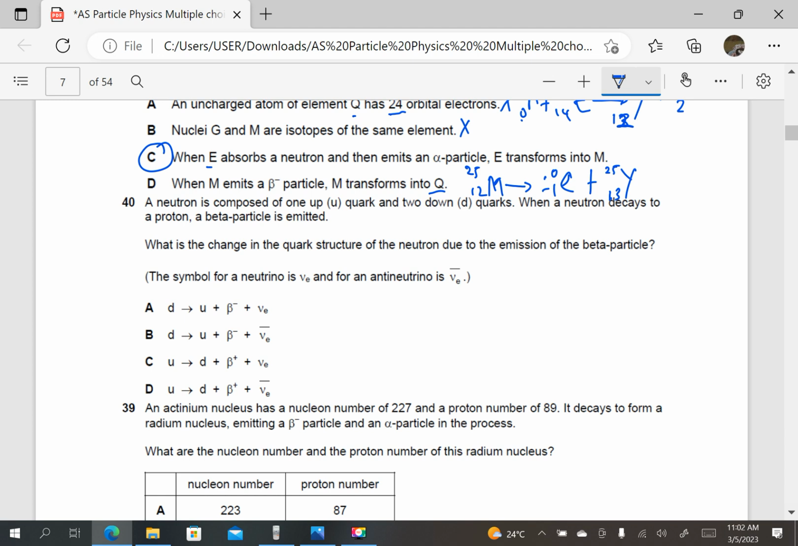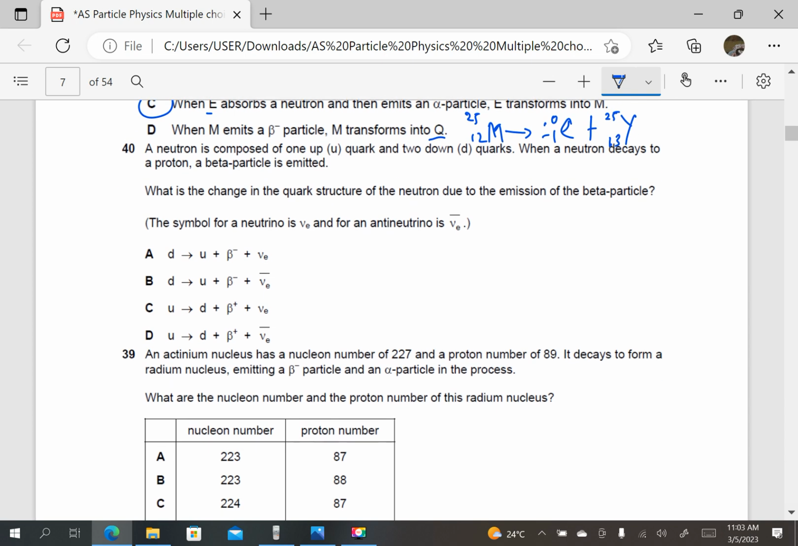A neutron is composed of one up quark and two down quarks. When a neutron decays to a proton, a beta particle is emitted. What is the change in the quark structure of the neutron due to the emission of the beta particle? So a neutron decays into a proton. A neutron has up, down, down, and is changing to up, up, down. That means a down quark must have changed to an up quark. So we first eliminate C and D. We have A and B.